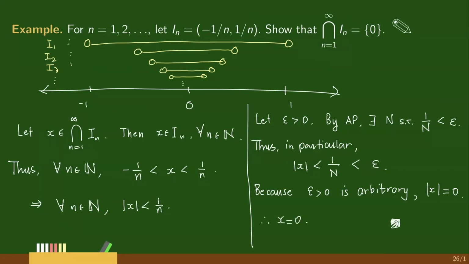Bakit kinocomplete niyo yung proof? Kasi kapag may x ka in the intersection, it is no other than 0. Therefore, the intersection of these intervals must contain only the origin. Okay? Naintindihan ba?